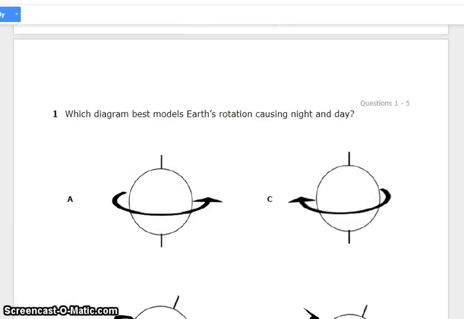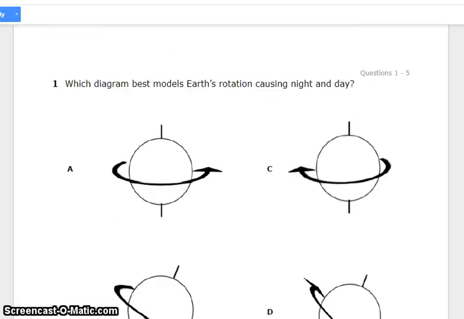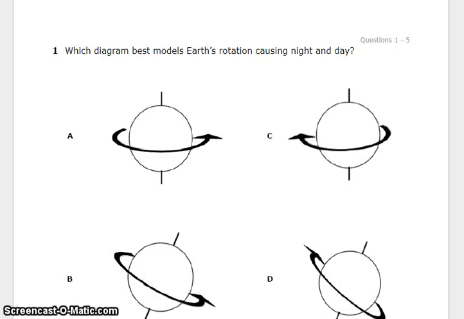Science 8th grade benchmark. Number 1. Which diagram best models the Earth's rotation causing night and day?